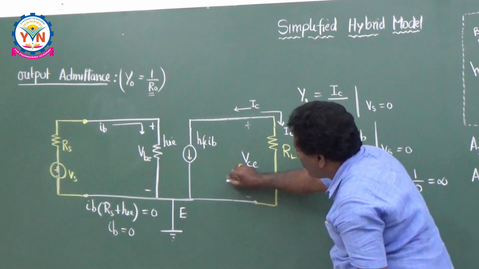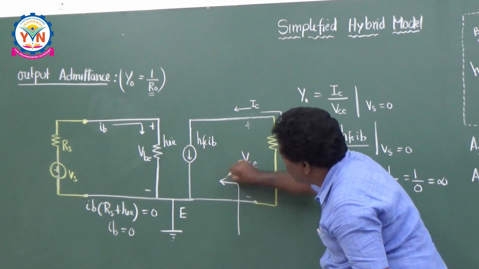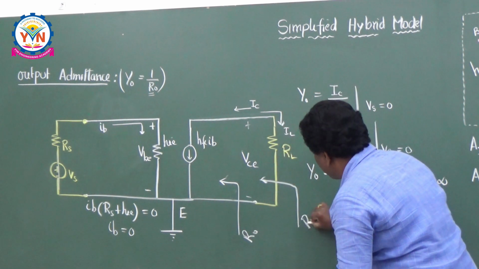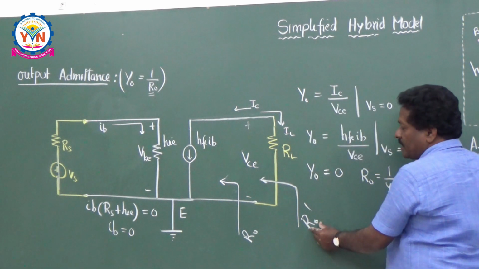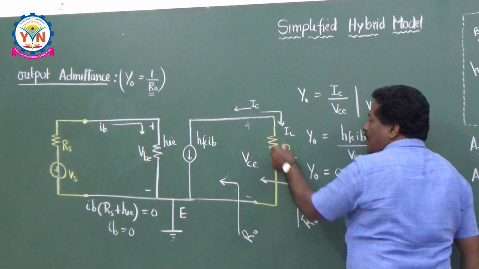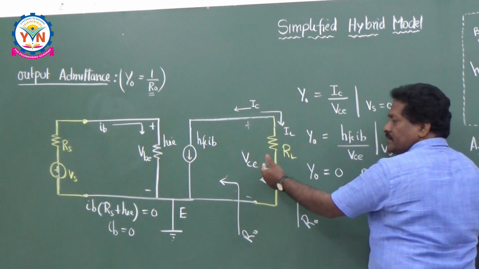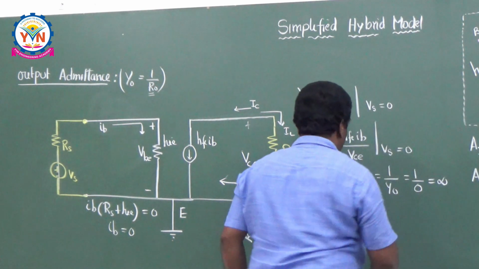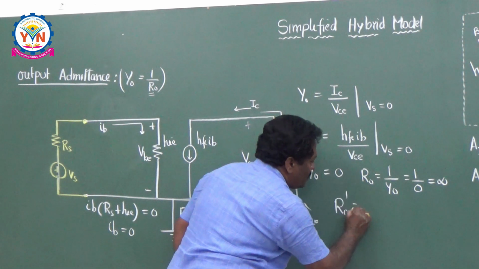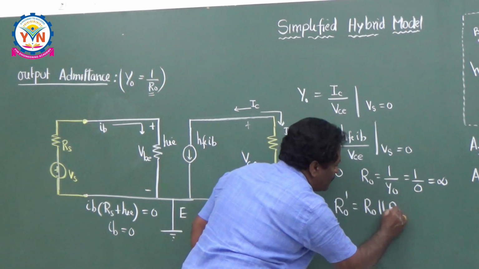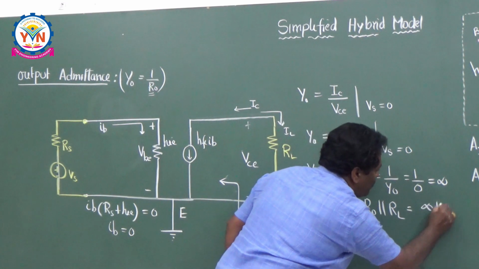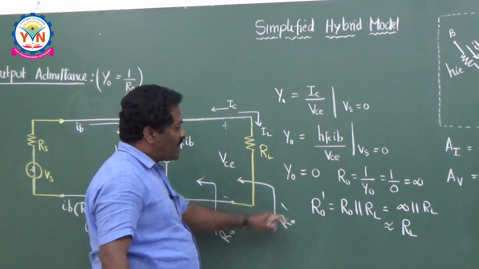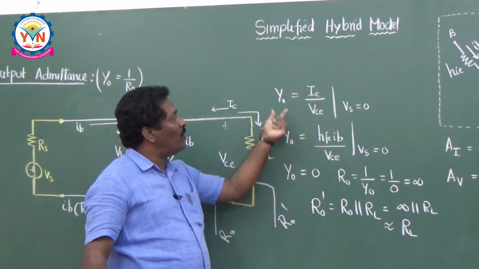So, what is R0? R0 means you are seeing from this place. This is R0. If you are seeing from this place, then let it be R0 dash. This R0 dash is equal to R0 in parallel with RL. So, R0 is infinite. Infinite resistance in parallel with RL means the lowest resistance, that's why it is called RL. What is R0? Infinity. Infinity in parallel with RL means it is approximately equal to RL only. So, this way you are going to calculate your output admittance.